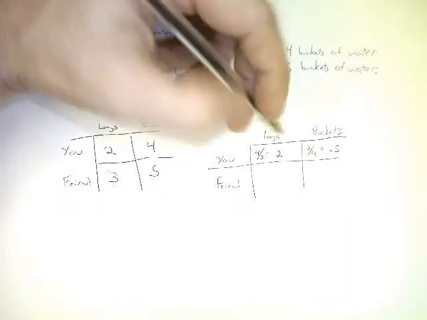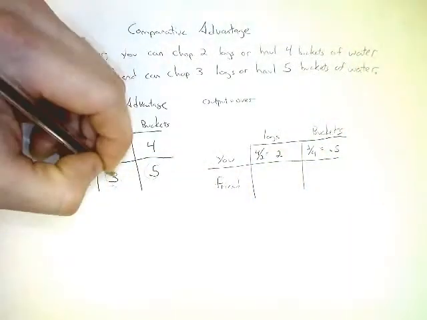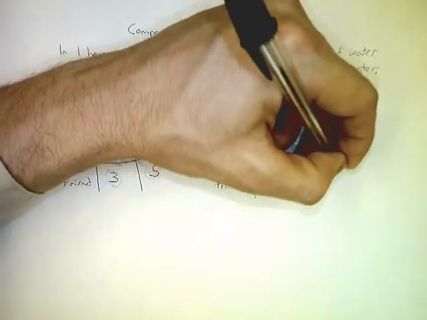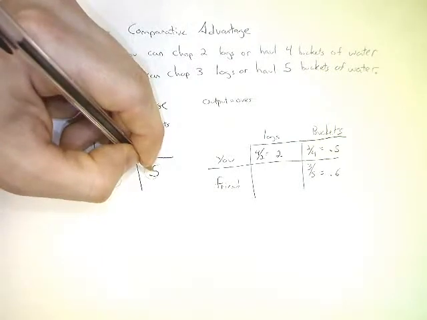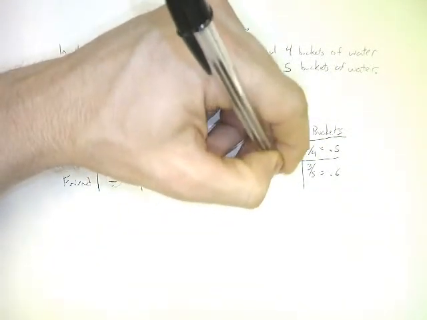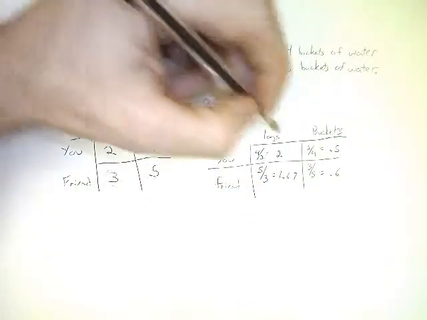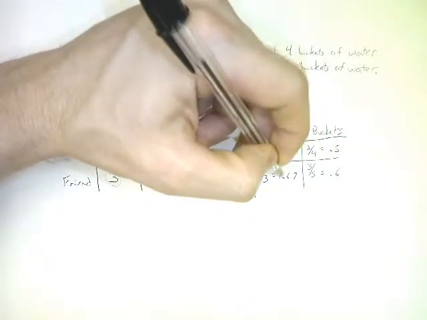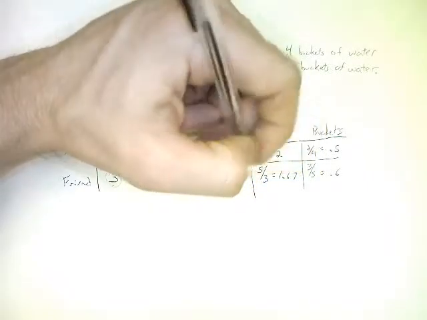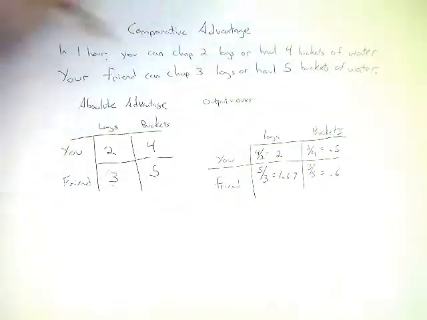For your friend, we're going to do the same thing. We would take our 3 and put it over the 5. So 3 over 5, which is 0.6. We take the 5 and put it over the 3. That's 1.67. A log costs your friend 1.67 buckets. A bucket costs your friend 0.6 logs.